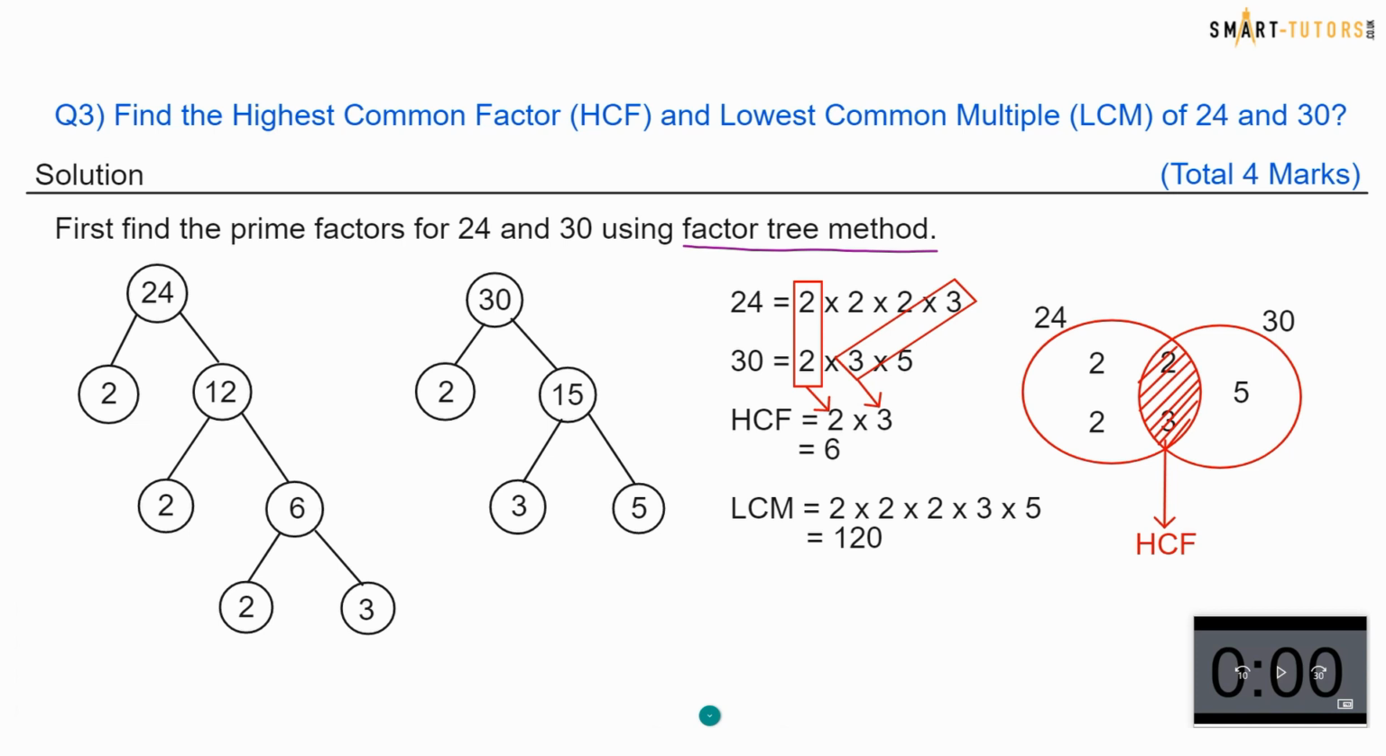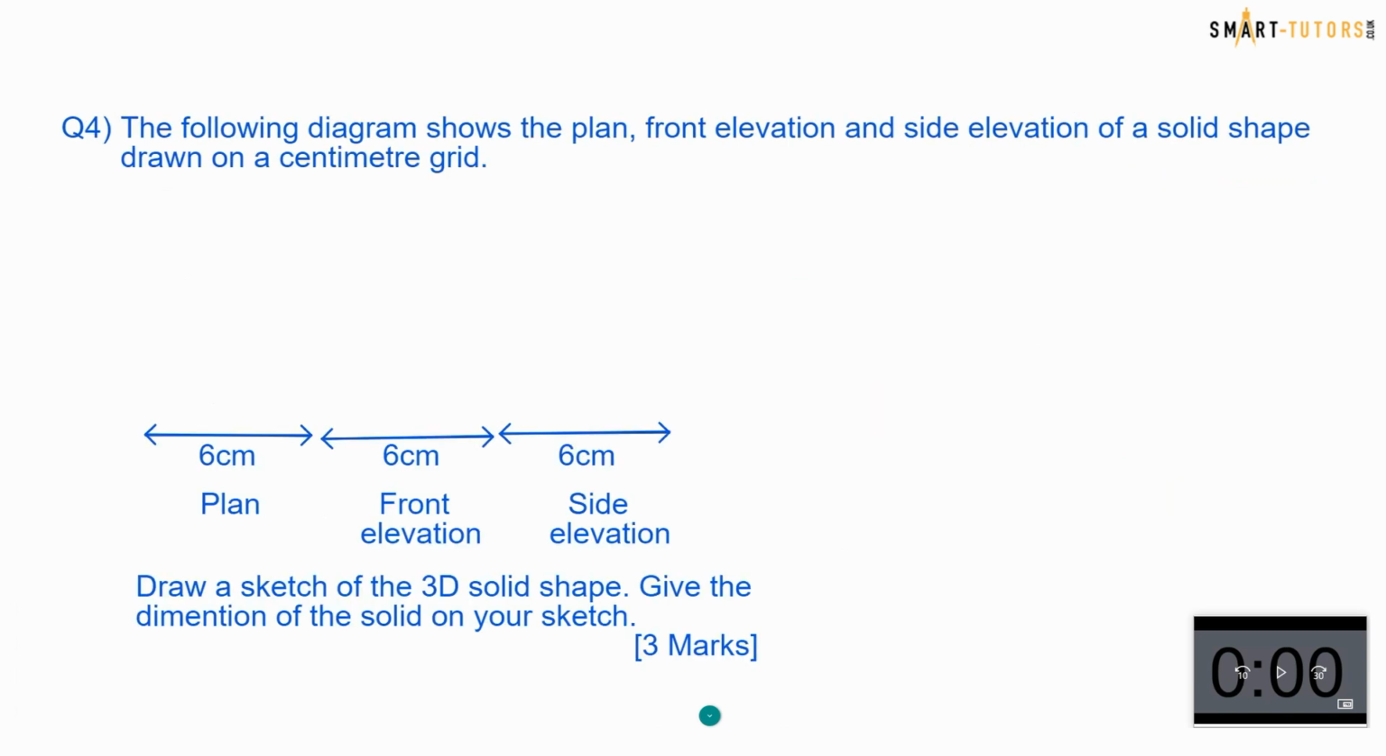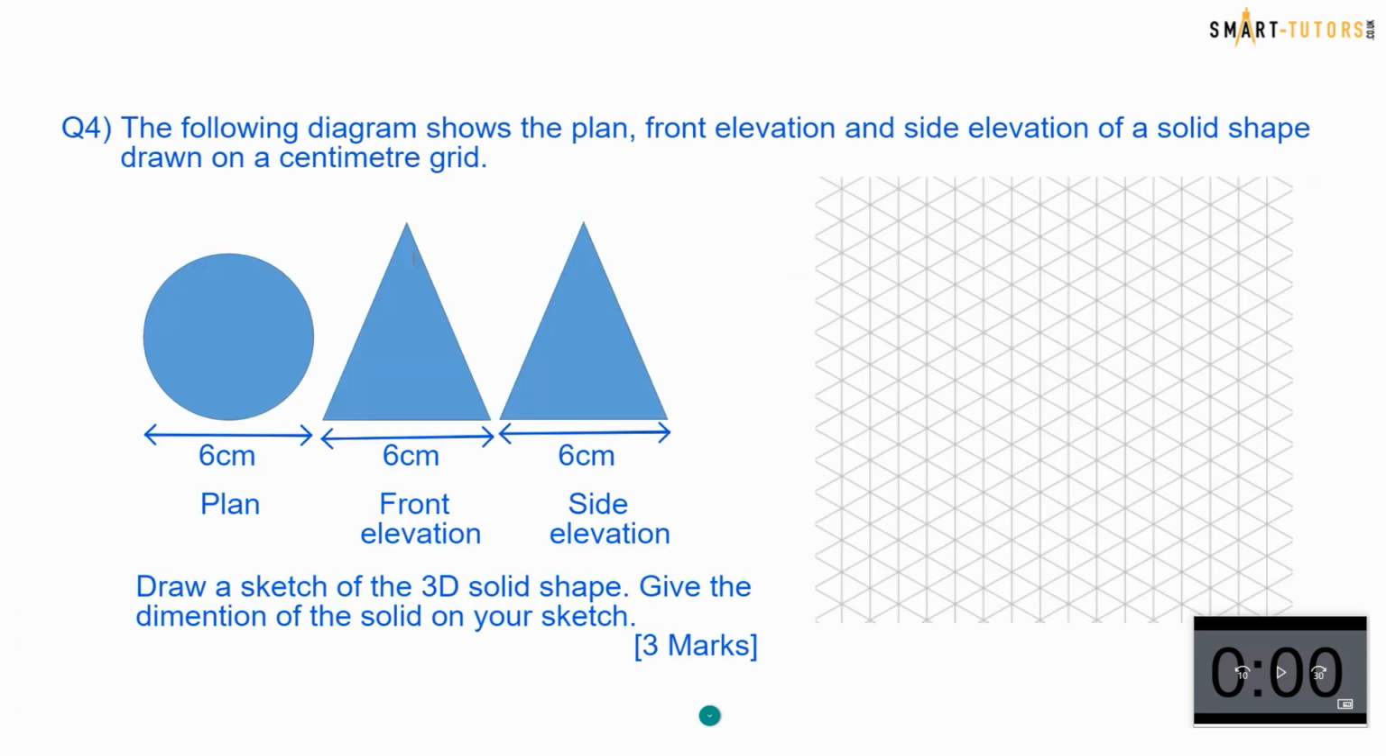Question number 4. The following diagram shows a plan, front elevation and side elevation of a solid shape drawn on a centimeter grid. The plan elevation shows a circle of 6 centimeter diameter. The front elevation shows a triangle, and the side elevation shows 6 centimeters with another triangle. Draw a sketch of the 3D solid shape. Give the dimensions of the solid on your sketch.